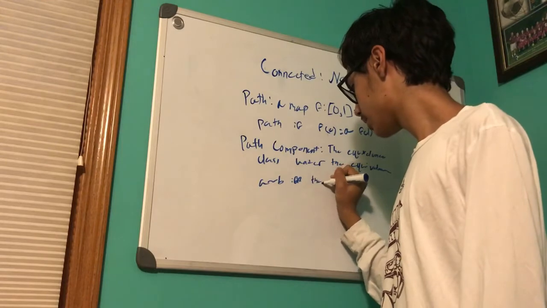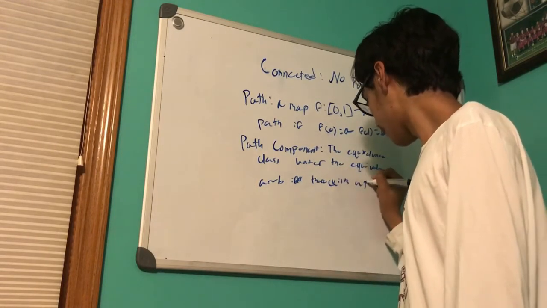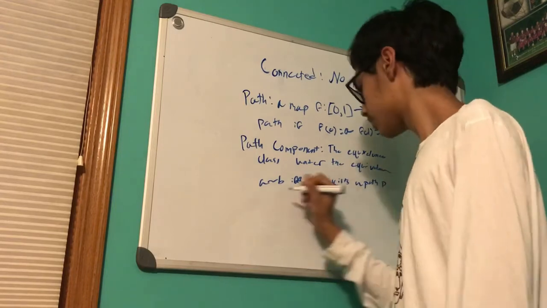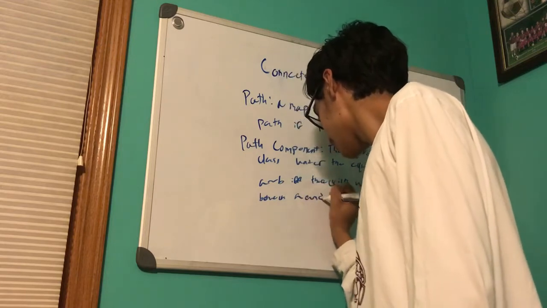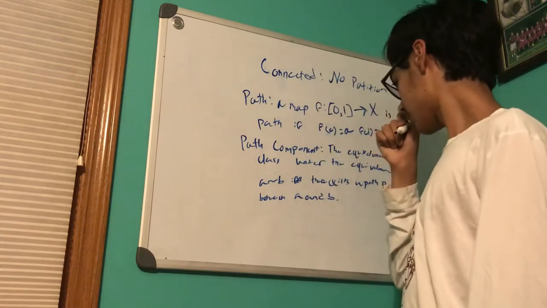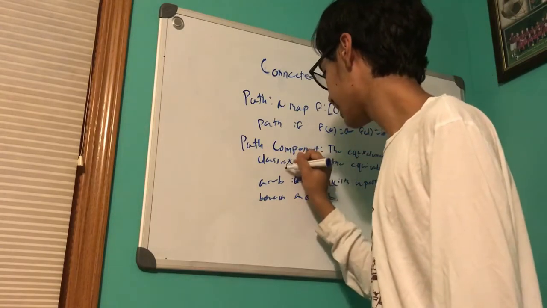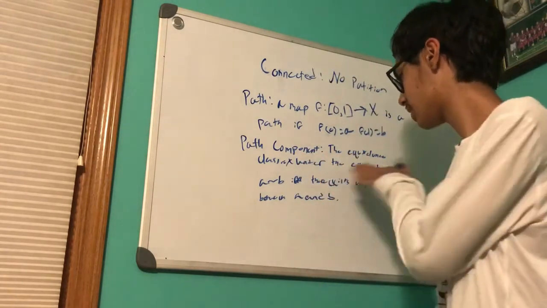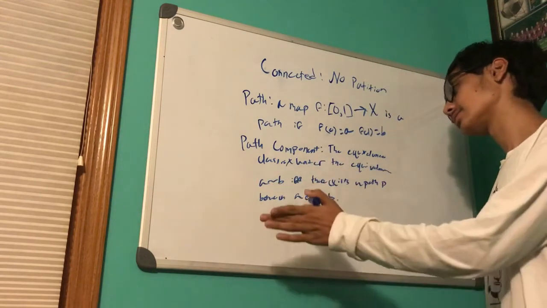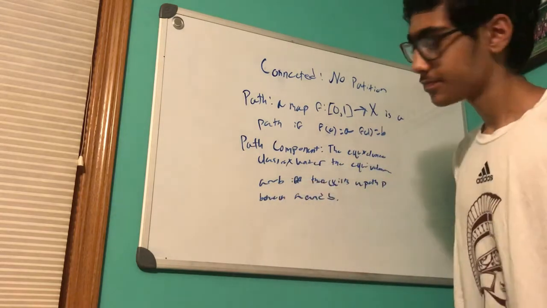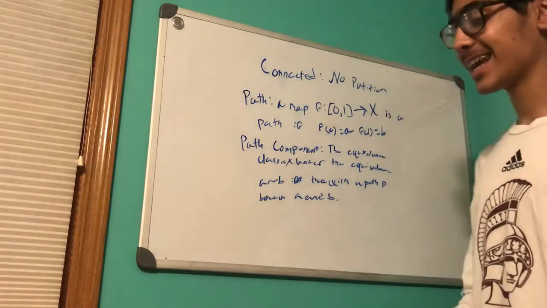If there is a path between A and B. The equivalence class of X, I should put that in there, of X under the equivalence relation A is equal to B, if there exists a path between A and B. Right. Okay. Now, path connected?